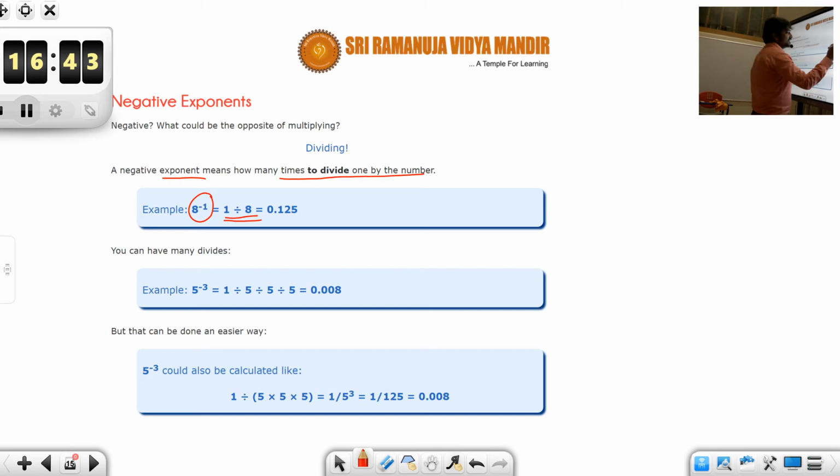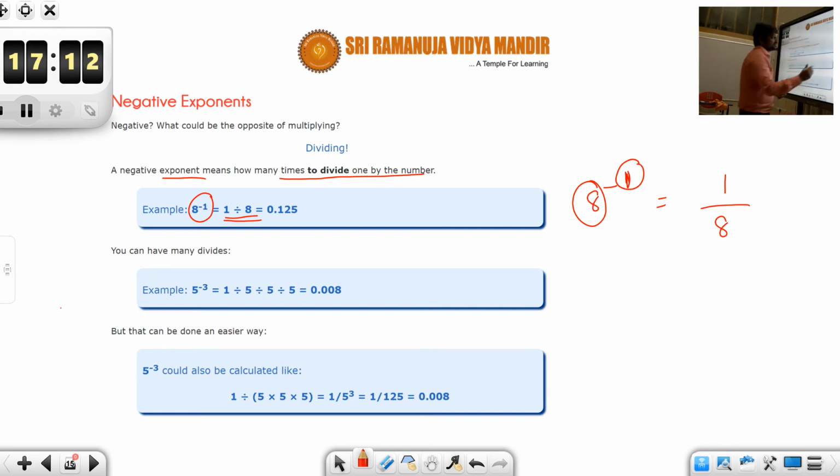1 divided by 8. That is, 8 power minus 1. Whenever you come across negative exponents, till you get used to them, think in this manner. Start with 1, and consider the number, here 8. So divide by 8. But how many times will you divide? Look at the exponent, that is 1. So divide only 1 time.